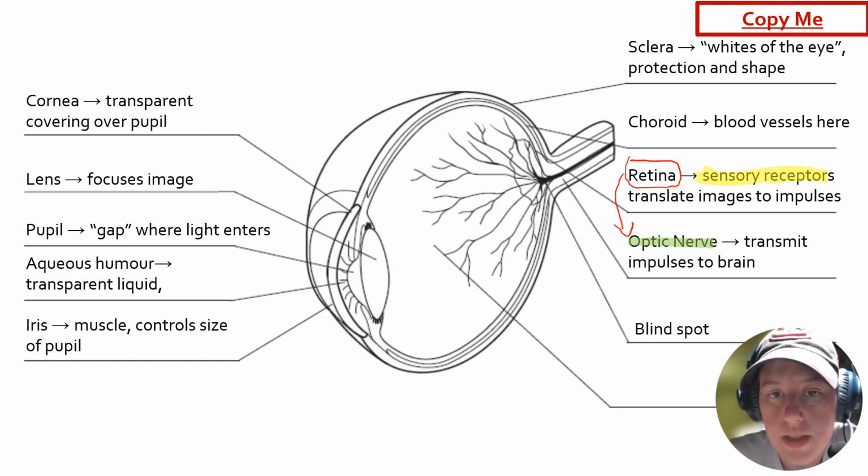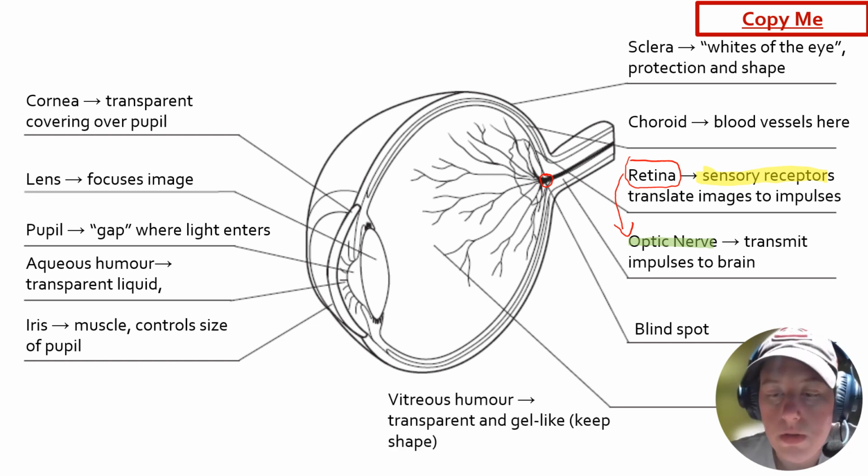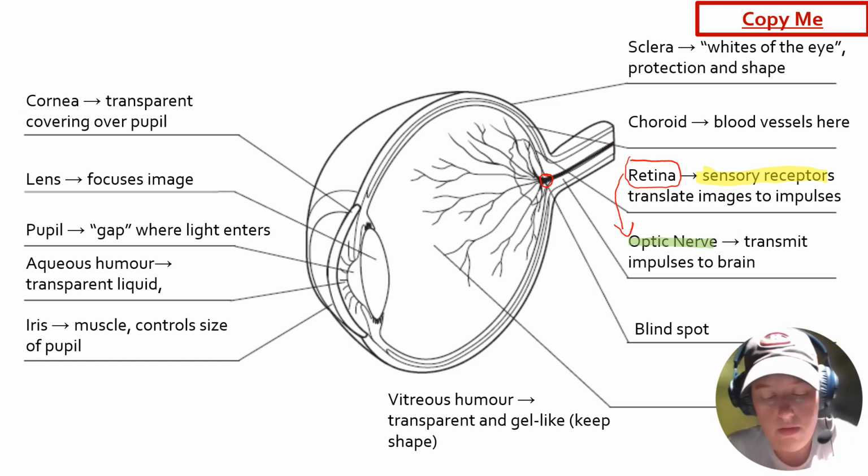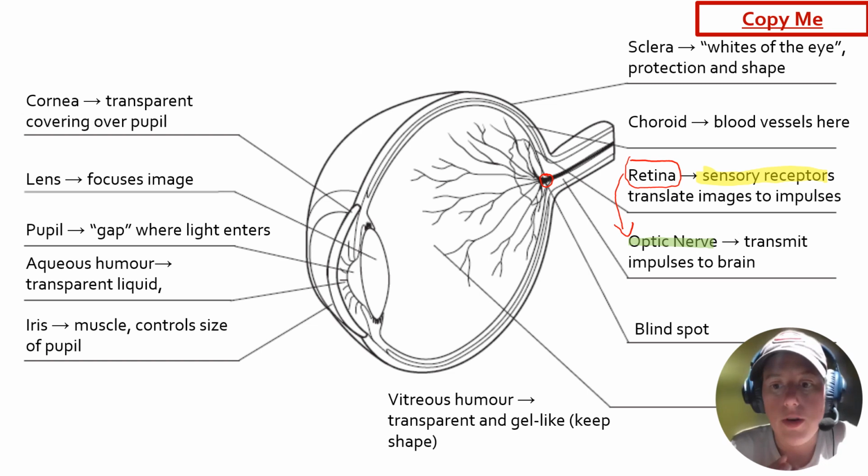Then again, the blind spot is right here. It's the one spot where the retina is attached to the optic nerve and you don't have any photoreceptors there. So it's the one spot of your retina that you're blind. You can't process any information there. And then you have your vitreous humor, which is basically filling in the eye, so it's not hollow. So it keeps its shape, and it's a transparent jelly-like consistency. So it kind of feels like Jello before it's been set.